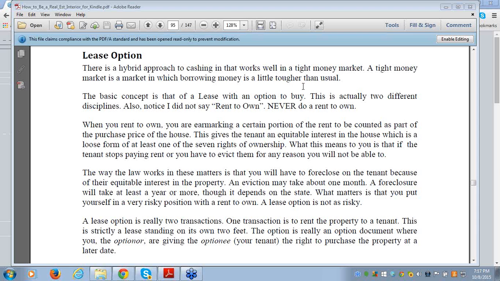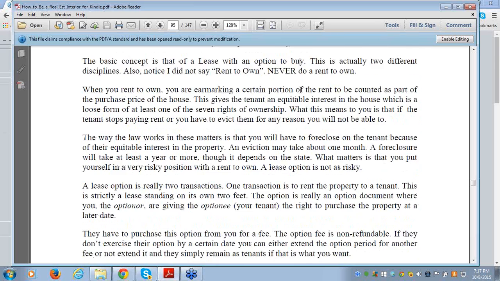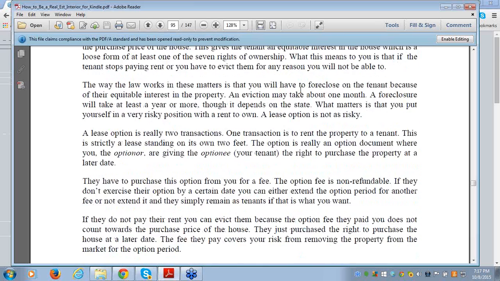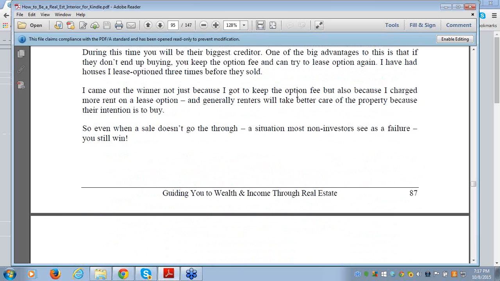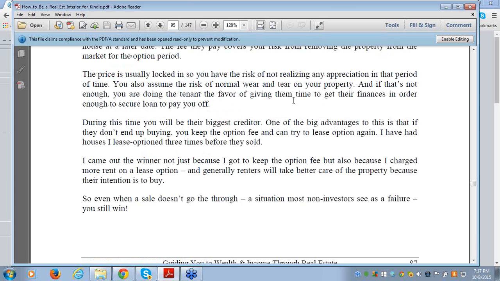And the option fee is also non-refundable. Okay, option fee is non-refundable. So what that means is if they don't exercise their option to purchase, by the way, all this is available to you in your manual, and that is page 87, it looks like. In any case, back to the lease option. The option fee is non-refundable. Again, it's your money to keep, regardless of what happens.